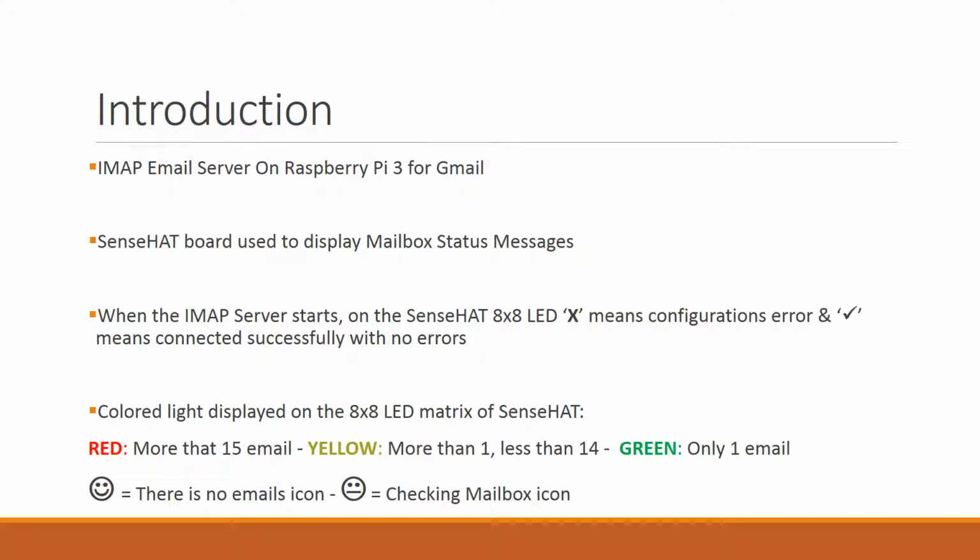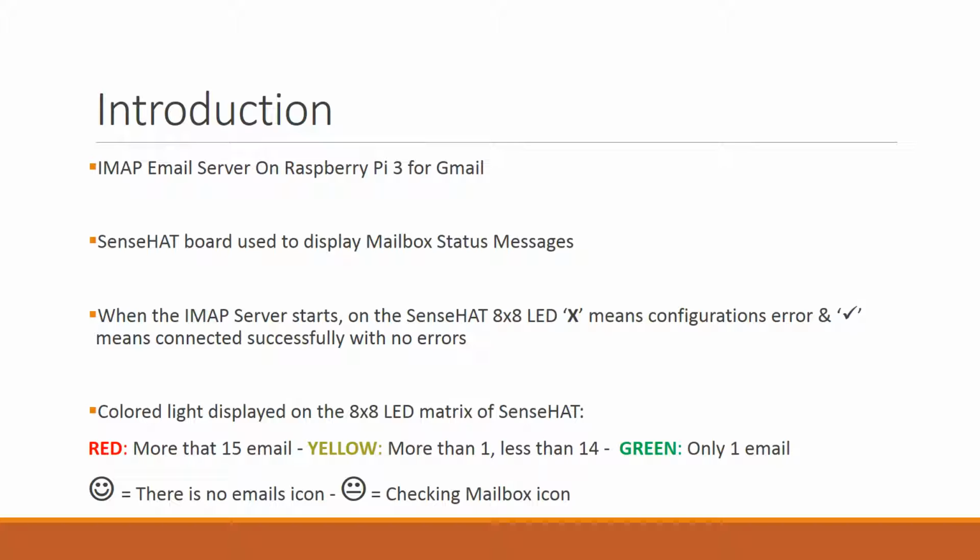When the IMAP is first booted up and starts, the Sense HAT, on its 8x8 LED, will show two types of indicators, an X or a check mark. The X will be shown if the configuration has not been loaded correctly and there's an error, and the check mark will be shown if everything is successful with no errors.